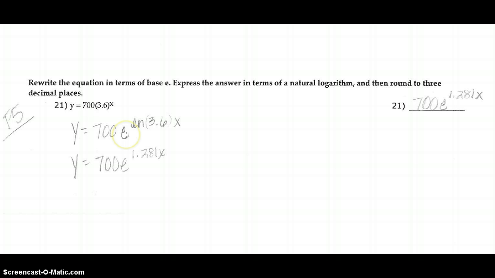So since I'm doing base e to the natural log, recall that natural log is log base e, and whenever those are the same, it's the same thing as 1, and so that's why I can do this. And then I just simply find the natural log of 3.6, which when I round is approximately 1.281. So the answer, they want me to just leave it in terms of e, and I don't have to go any further. I'm not given any more information. So 700 times e to the 1.281x.